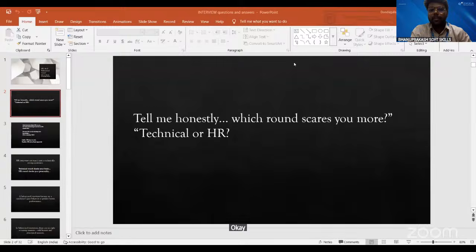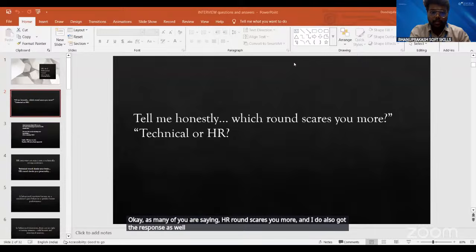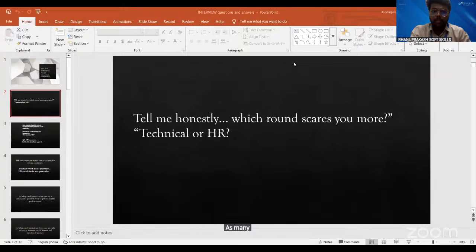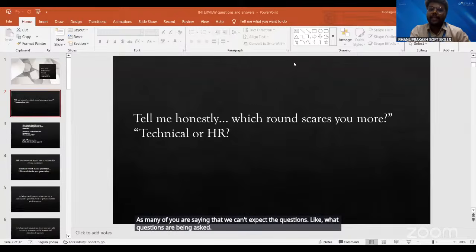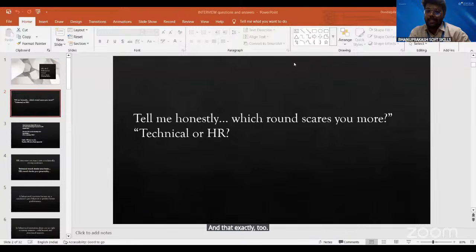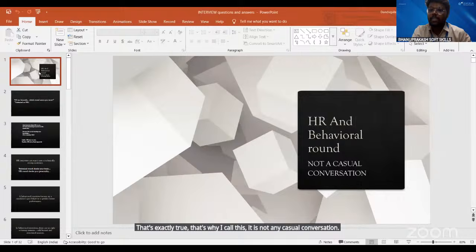Okay, as many of you are saying the HR round scares you more, I also got the responses on why. Many of you are saying that we can't expect the questions, like what questions are going to be asked, and that is exactly true. That's exactly why I call this not any casual conversation. Don't just keep the misconception that this is just a casual conversation.